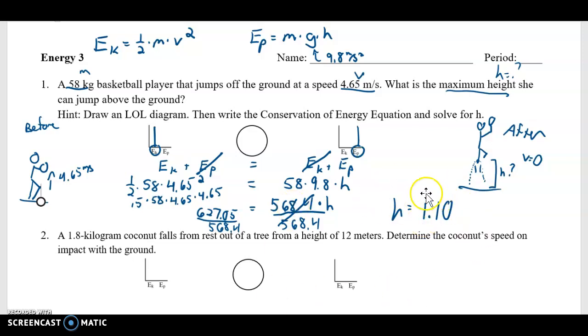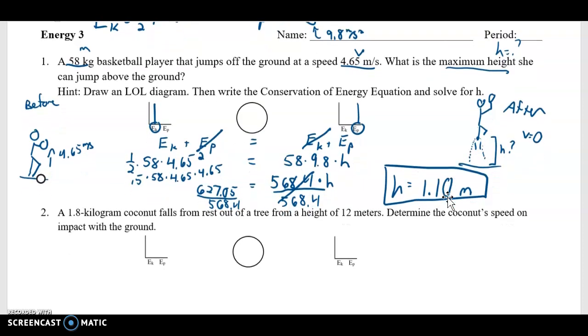But because I solved out for height, it's like a distance. We measure in meters. So this is my answer. So it's saying that if she starts off at this speed off of the ground, she will reach a height of about 1 meter off the ground, or 1.1 meters off the ground. So that's kind of that part.